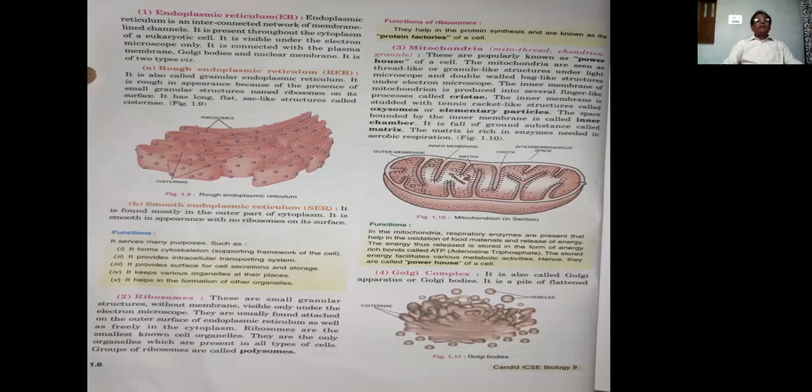Sometimes the ribosomes remain attached with the endoplasmic reticulum and give it a rough appearance, so it is known as rough endoplasmic reticulum. But some endoplasmic reticulums are free from ribosomes and are known as smooth endoplasmic reticulum.